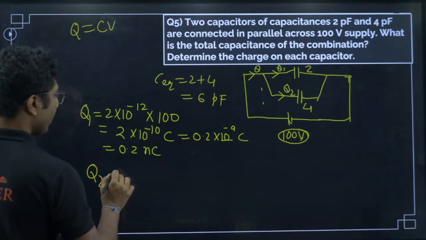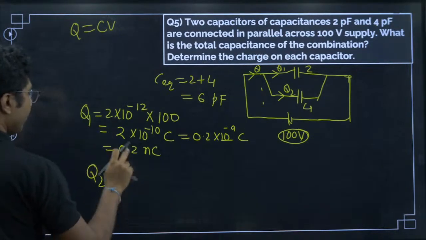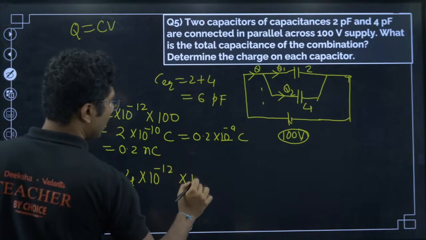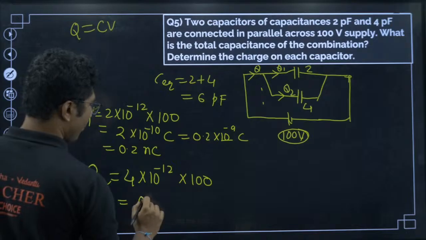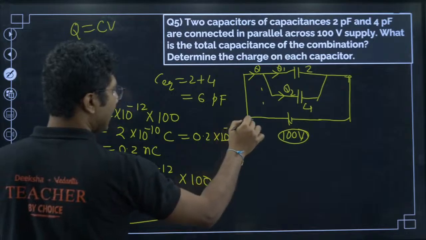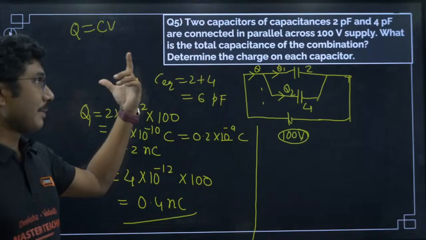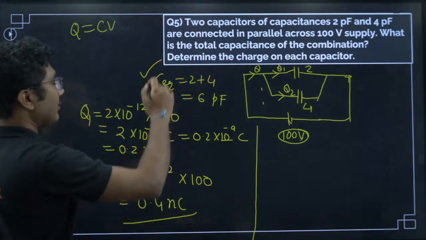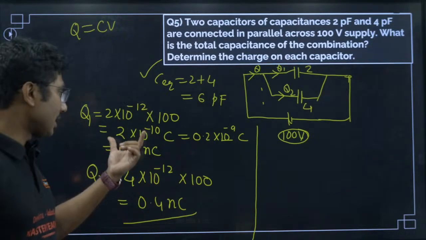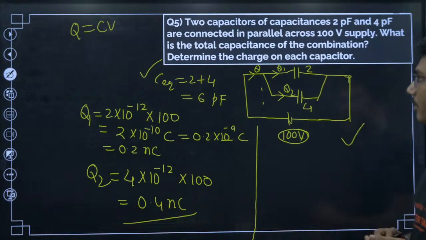What will be Q2? Q2 will be 4 picofarad. 4 picofarad means 4 into 10 to the power of minus 12 into 100. So, that will be 0.4 nano coulomb. Similarly, you do not need to do the mathematics again and again, and this is a very easy question, one of the board's previous years sample paper questions. So, as you can see, calculating the equivalent circuit you get 1 mark, for calculating these two you get 2 marks, 5 marks, okay, and the circuit diagram is compulsory in this case. So, circuit diagram you have to draw, right.